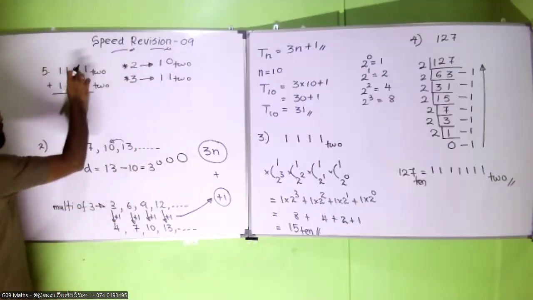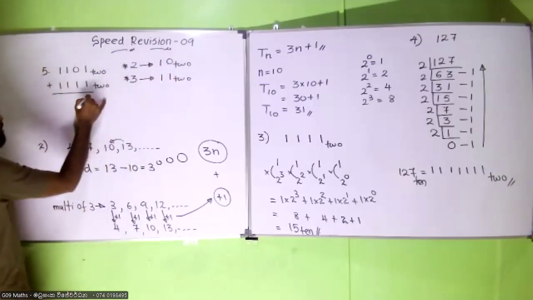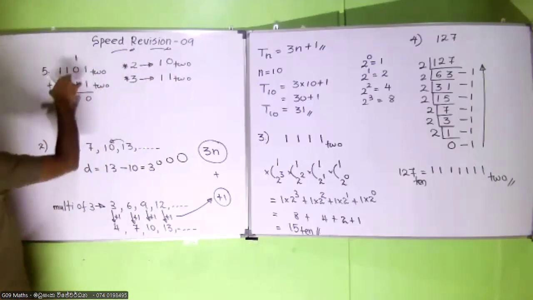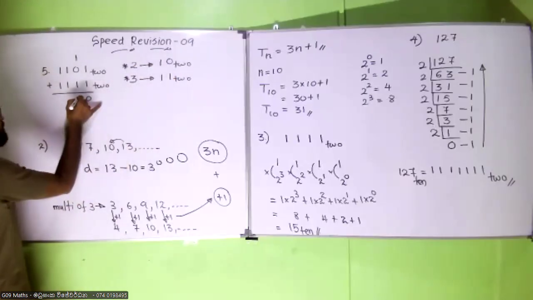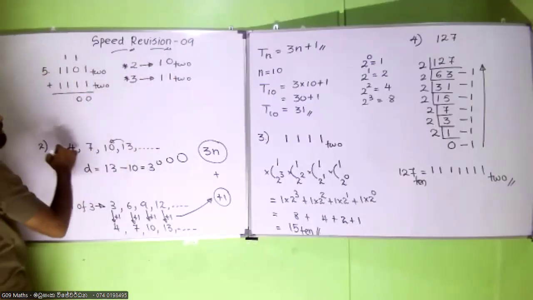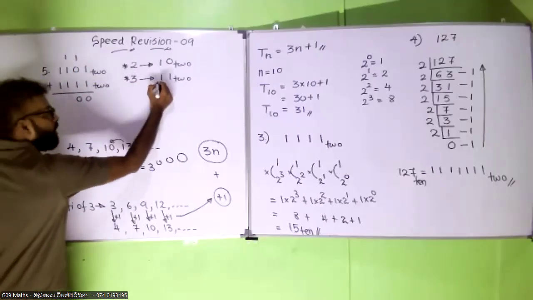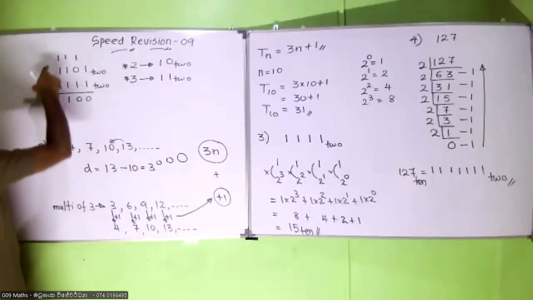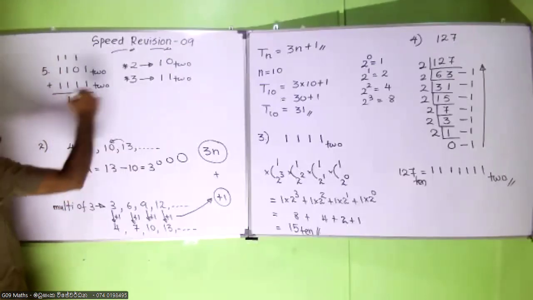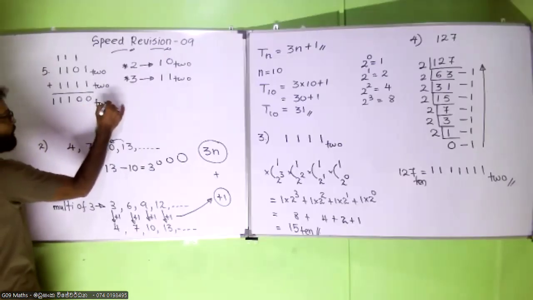1 plus 1, 2. 2 can be represented as 1, 0. So put 0 here, take 1 there. 1 plus 1 again 2. 2 means 1, 0. Put 0 here, take 1 there. 1 plus 1 plus 1, 3. 3 is 1, 1. So put 1 here, take the other one here. 1 plus 1 plus 1, 3, 1, 1. So your answer will be this one.